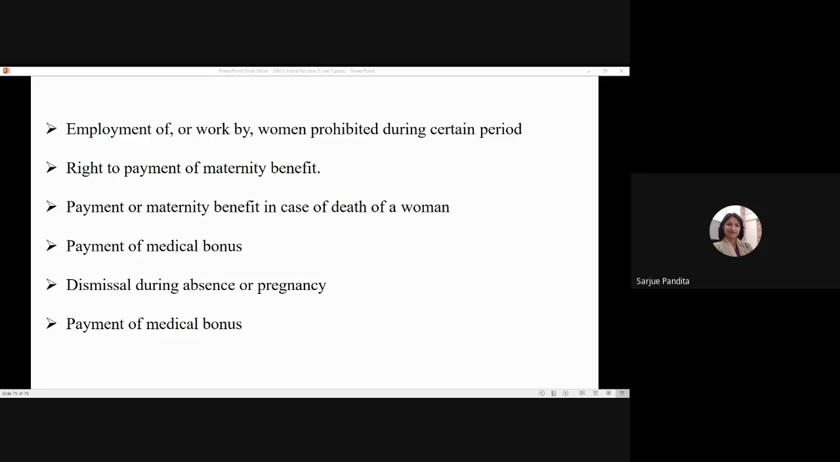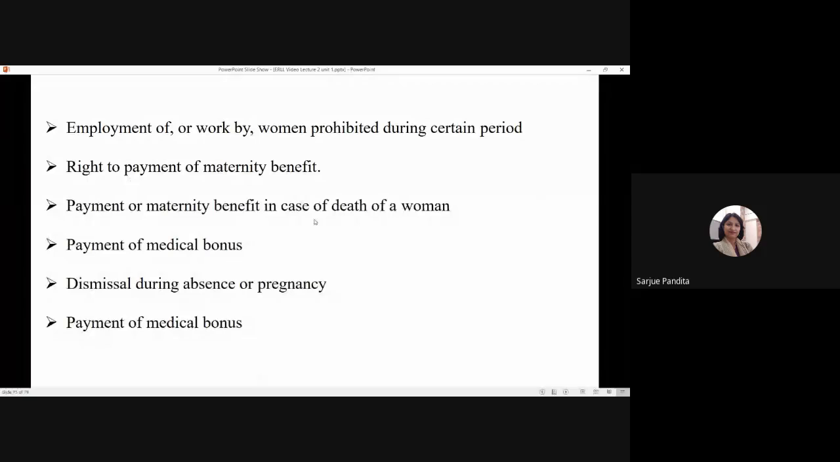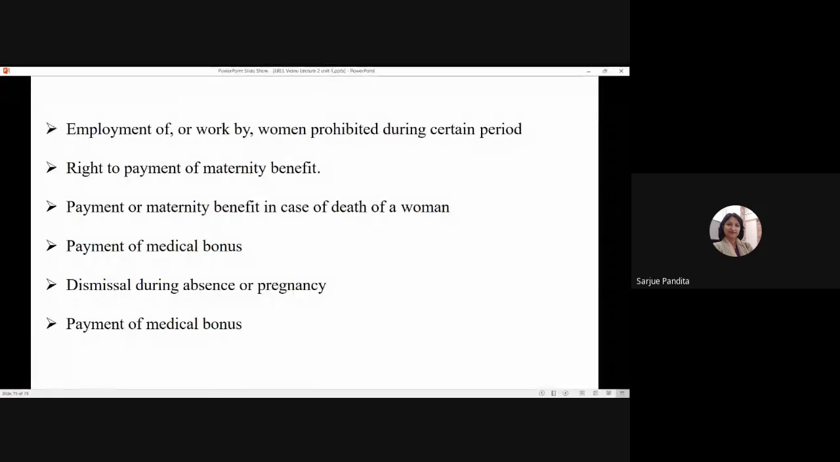Then the period that has been referred to in section 3 shall be the period of 1 month immediately preceding the period of 6 weeks before the date of her expected delivery, or any period during the said period of 6 weeks for which the pregnant woman does not avail leave of absence under section 6. Then second is the right to payment of maternity benefit.